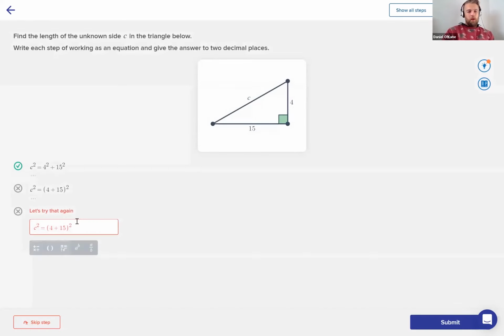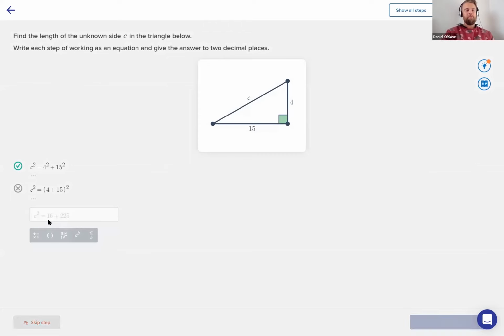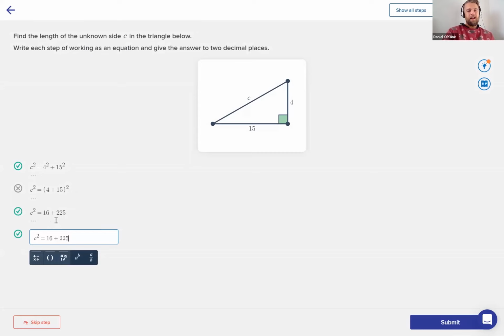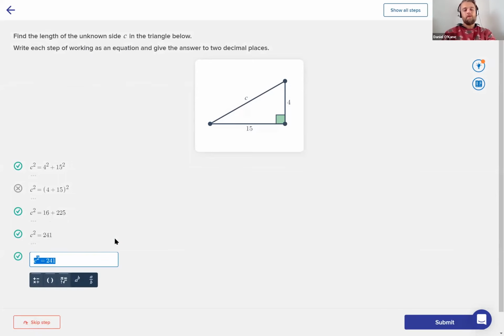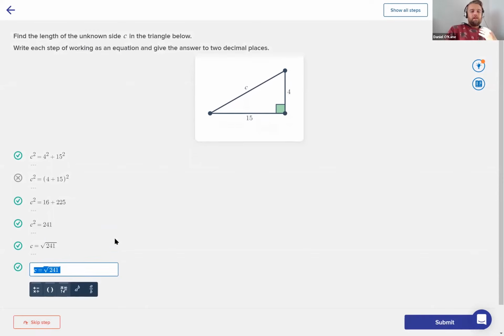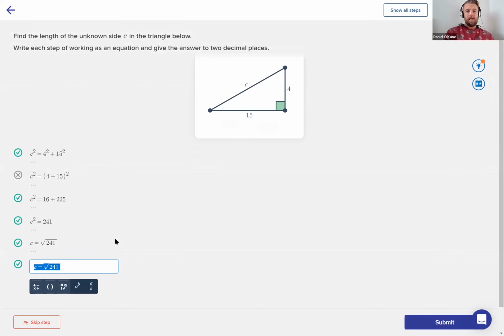So what we're supposed to do is evaluate the squares. I get 16 plus 225, since 15 squared is 225. Adding 16 to it, I get an answer of 241. Then when I take the square root of both sides, c will equal the square root of 241. Now, when you're asked to give the answer to 2 decimal places, this is when you need your calculator. So if I pull up my basic computer calculator, taking the square root of 241, where is that square root button gone?